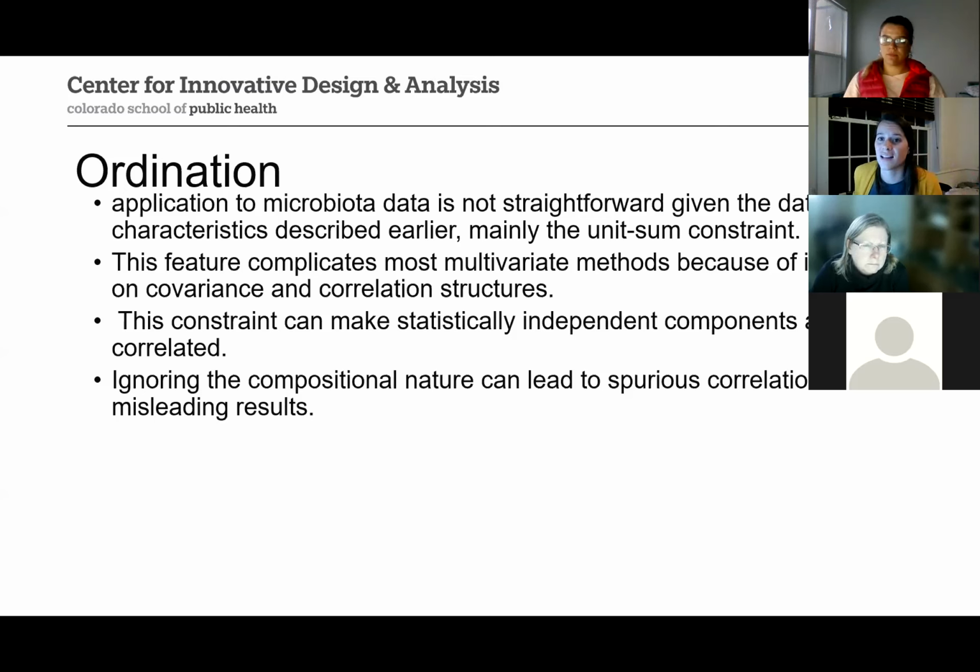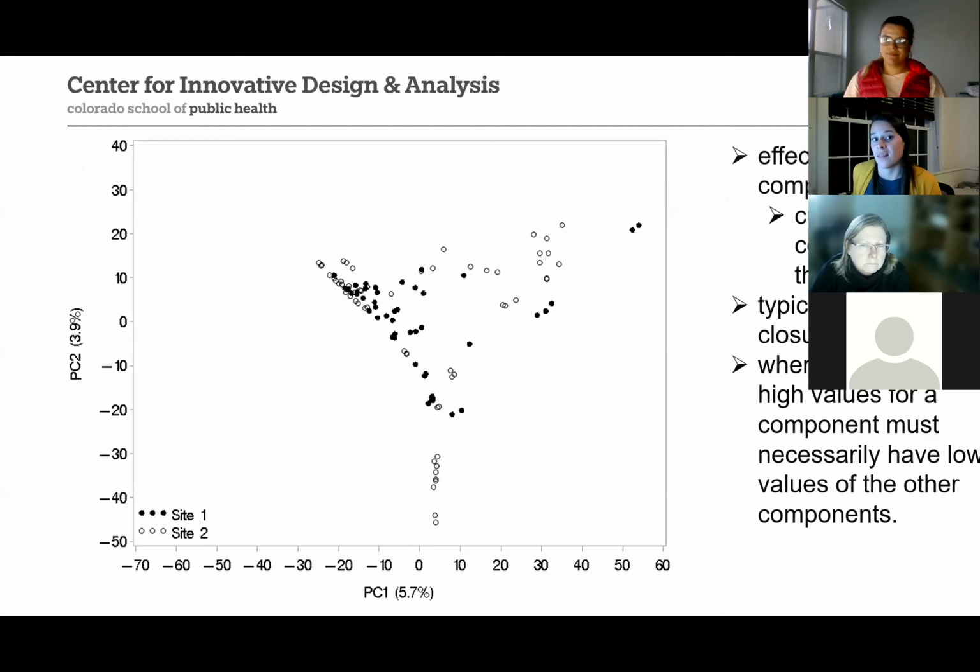If you ignore that, you get spurious correlations and your components appear dependent, even though they might be independent. This is a really good graph of that. What goes up also has to come down. So you get these structural arcs here because of the compositionality in your data. And so it's just something we need to be aware of. There are methods to get around this and to work with it, but you can't just go use a PCA.